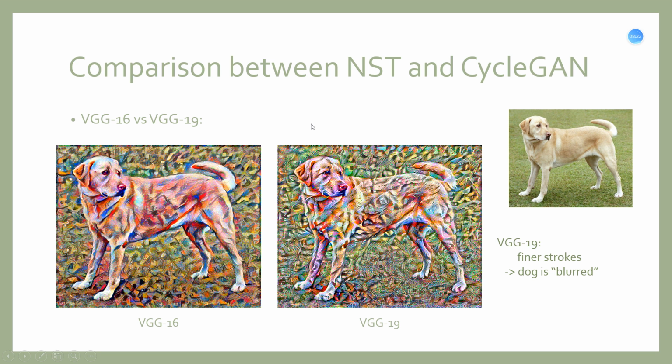Here is the evaluation of our methods. Firstly, let's see the comparison between VGG16 and VGG19. Here is the original content image, and we can see that compared to VGG16, VGG19 has finer strokes. So in this example, it makes the dog a little bit blurred. However, it doesn't mean that VGG19 is bad.